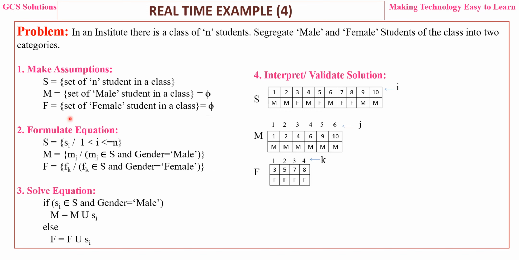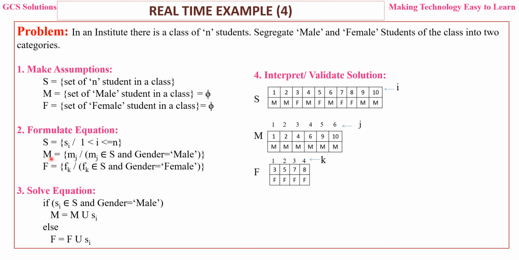Now, can I formulate this problem statement into a mathematical equation? Yes. I have a set of students, that is Si, with i varying from 1 to n. For example, there are 10 students in the class. When i is 1, S1 is the first student. When i is 2, S2 is the second student. When i is 3, S3 is the third student. So this way I have 10 students.